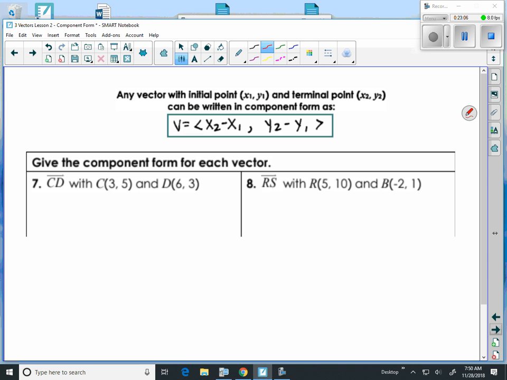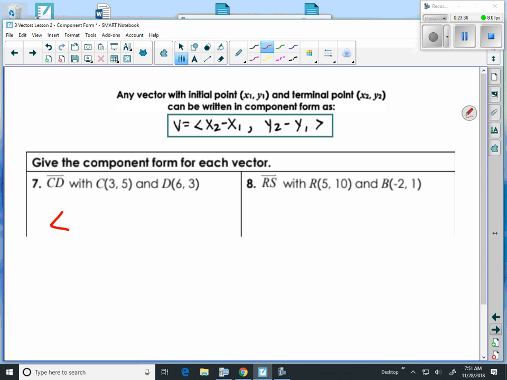So to find the component form, here is your equation. You're going to have to fill that in at the very top there, I believe. New page. It says any vector with initial point x1, y1 and terminal point x2, y2, this is your way of writing component form. So you just do the x's subtracted, comma, the y's subtracted. Fairly easy. If you want to label an x1, y1, you totally can. I don't think you really need to.